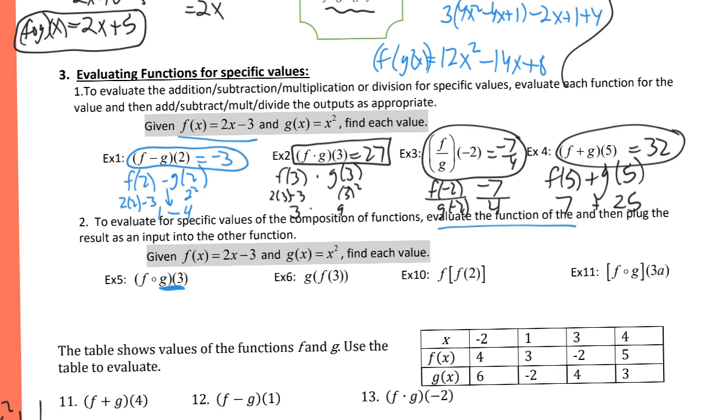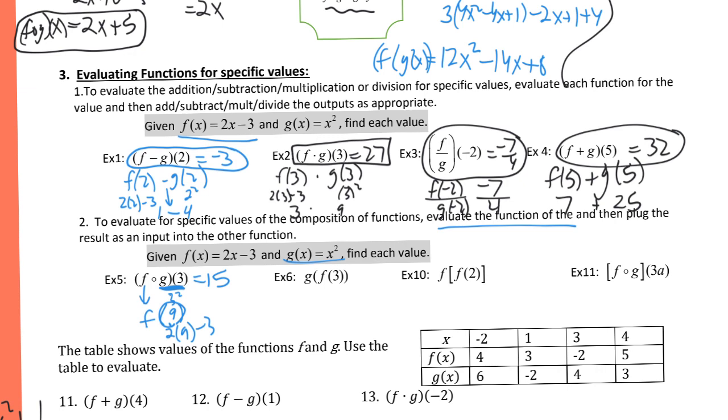So g of 3 says take, that's the second equation. So you're going to take 3 squared, you get 9. And then we have to plug that result into f, as the input into f. So you plug in the original input into the original function, get your answer, and then plug that result as an input into the other function. And so we're going to say do f of 9. So that's going to be 2 times 9, and then minus 3. That's 18 minus 3 is 15. So this answer is 15.